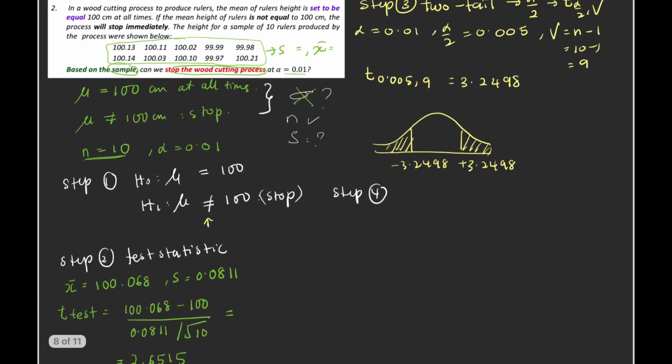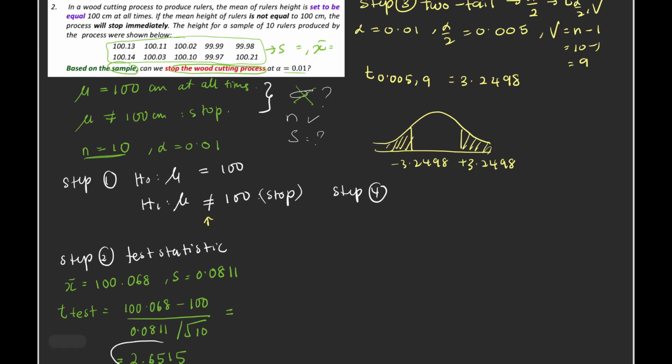Reject or accept H null. Okay, look at our t-test here, 2.6515. Where is 2.6515 located? Is it in the shaded region or unshaded region? 2.6515 is smaller than 3.2498 and larger than negative 3.2498. So the t-test is here, in the unshaded region. The unshaded region is the acceptance region. So, you have to accept H null.